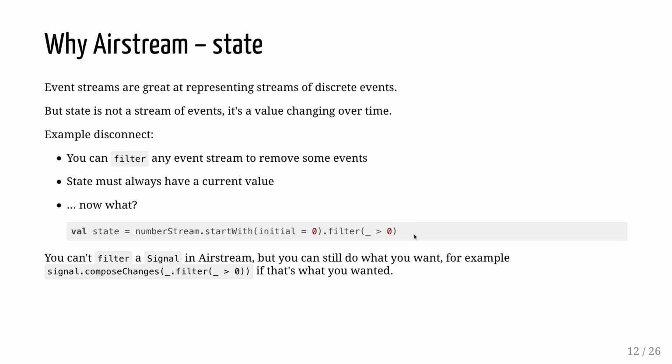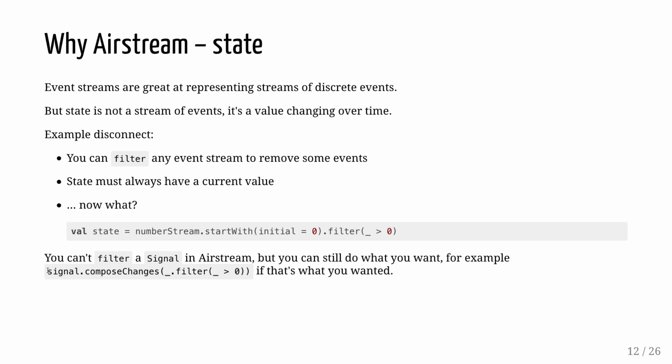Laminar has a special type for state called signal, which is not a subclass of event stream, but both of them are subtypes of observable, which has some shared functionality. But the filter method is one of those methods that are specific to event stream. It's not defined on signal, so you can't actually filter signals in Airstream, which would prevent this problem. But of course, you still can achieve the same outcome. You just need to be slightly more explicit about how you want to handle this edge case.